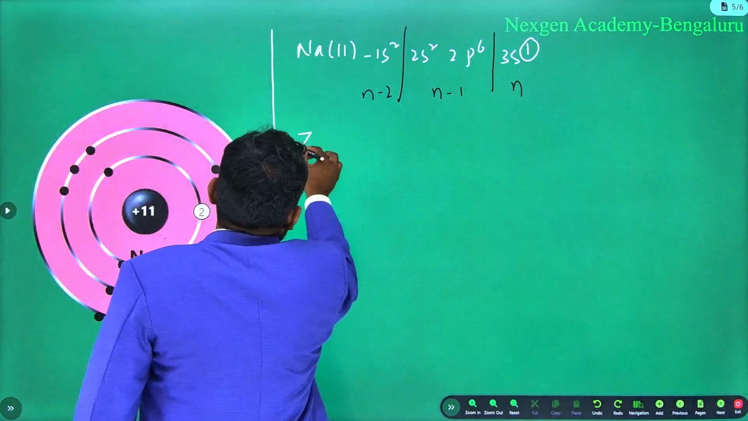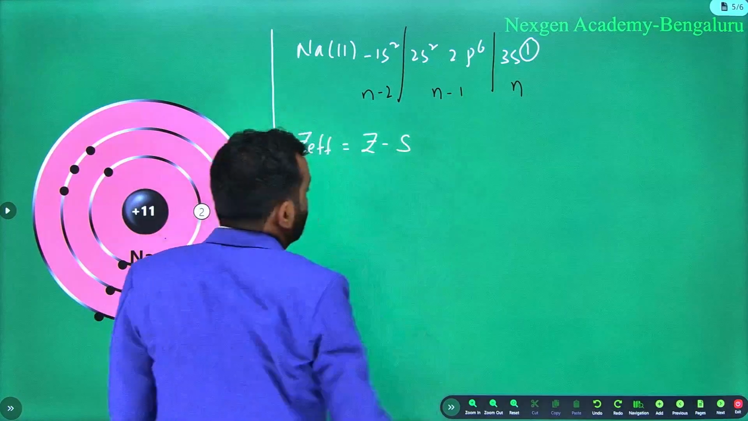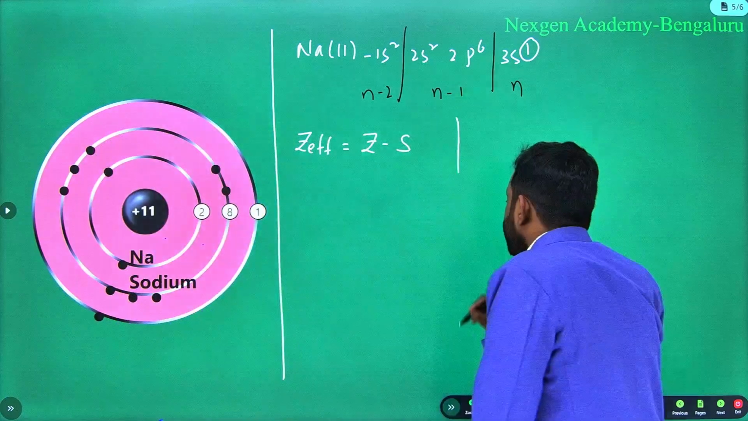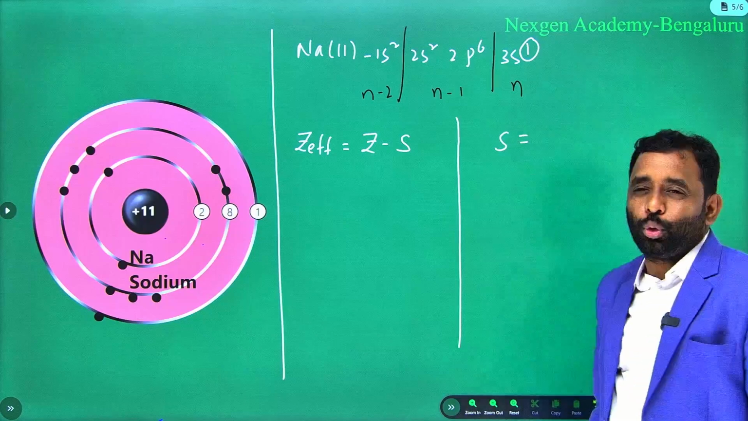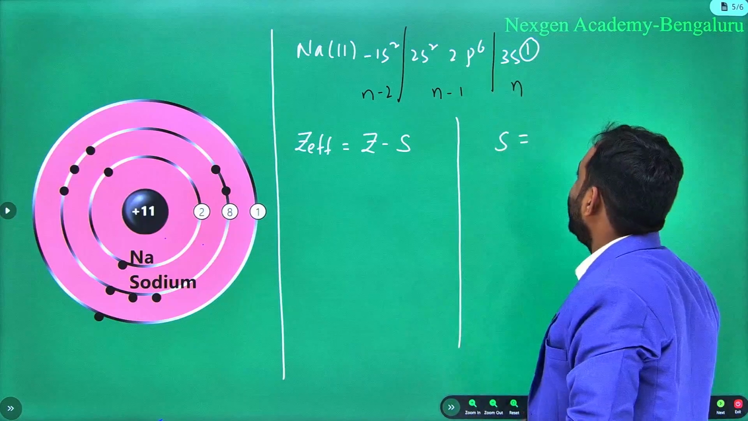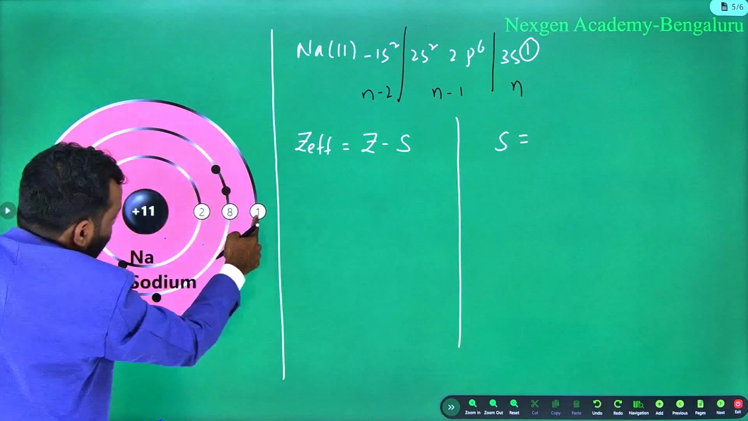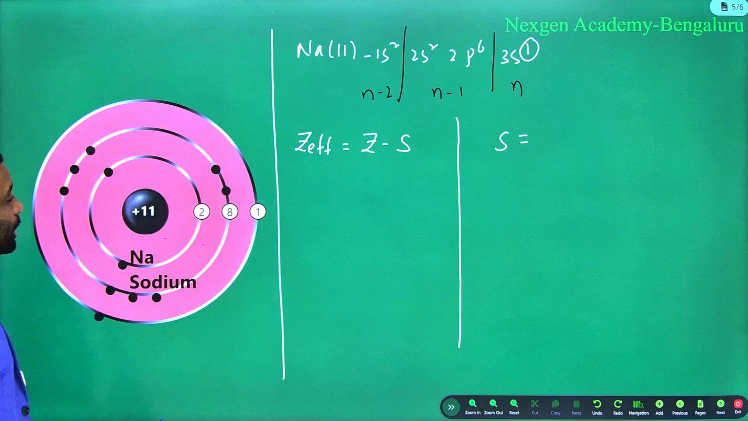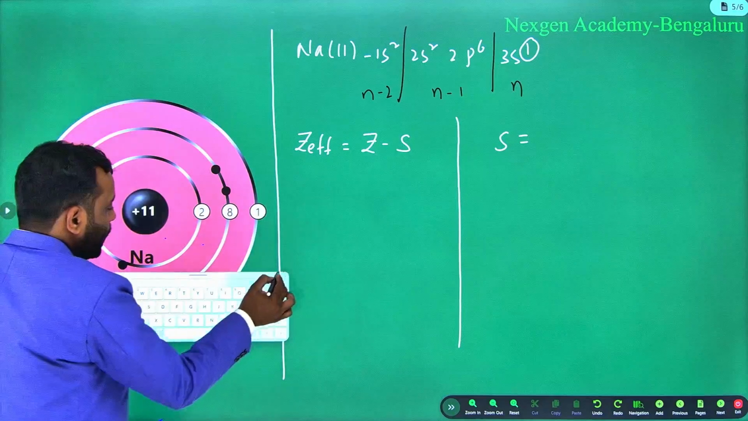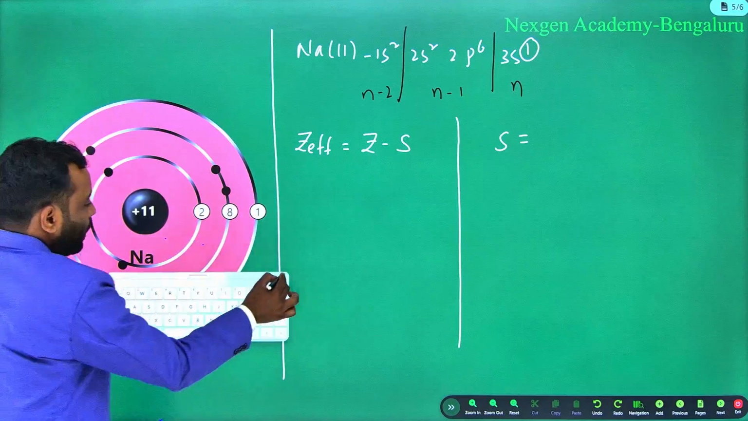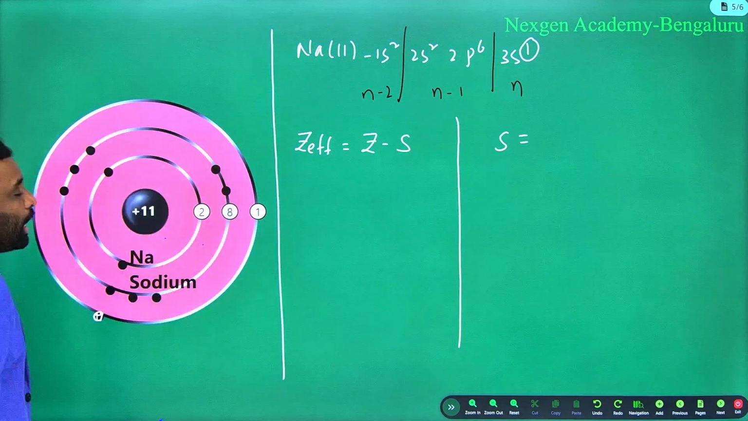Now write down: effective nuclear charge is equal to atomic number minus screening constant. How to calculate it? With the help of Slater's rule. What is S for the valence electron of sodium? Can you calculate it? This is n. Is there any other electron? Here one valence electron is there. For that electron only you are calculating, so obviously nothing is required here. In the n minus 1 shell, there are 8 electrons. In the n minus 2 shell, there are 2 electrons.